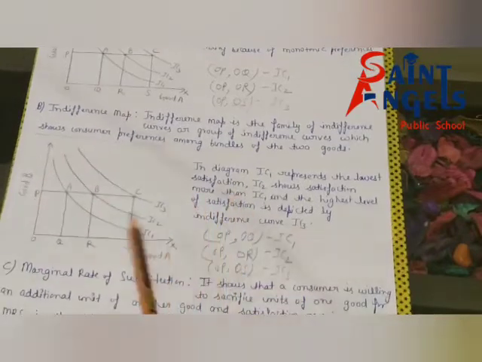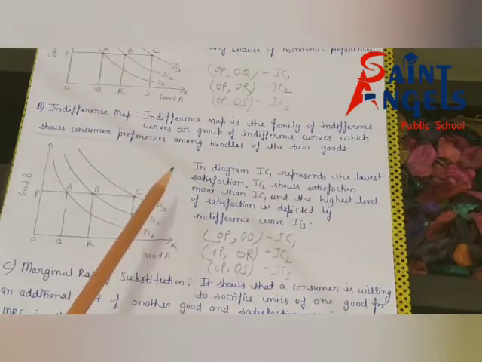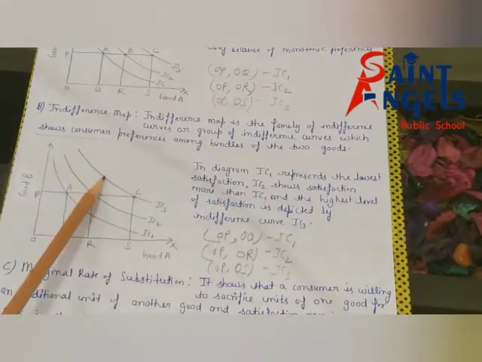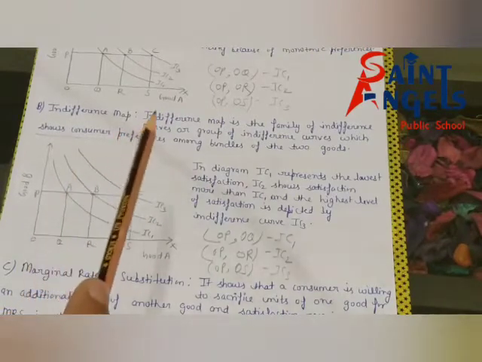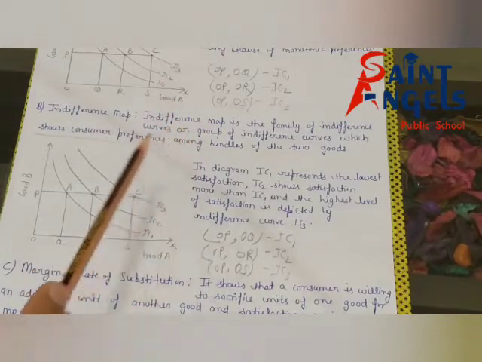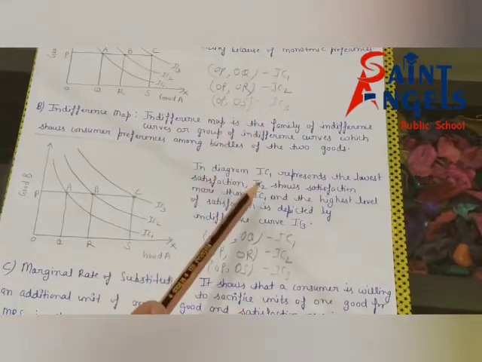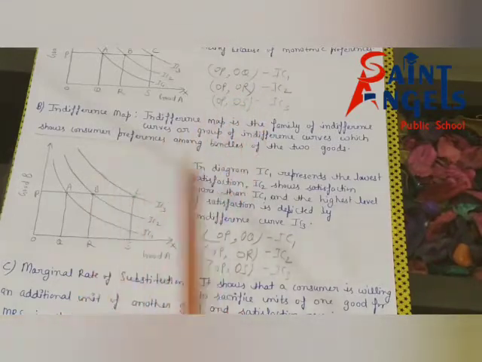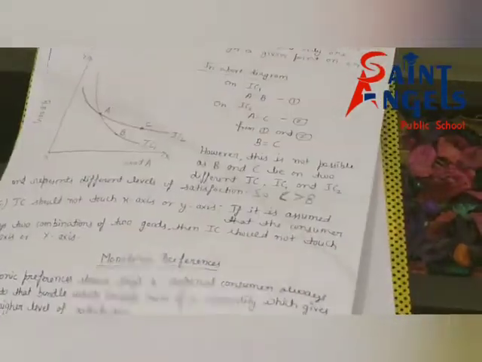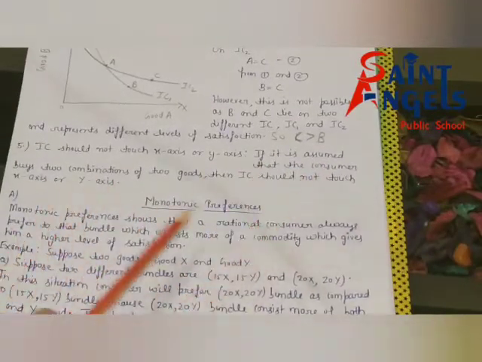See, now we are going to discuss some questions of monotonic preferences and indifference map. First, questions from monotonic preference. The question is: explain the monotonic preferences with the help of numerical example.